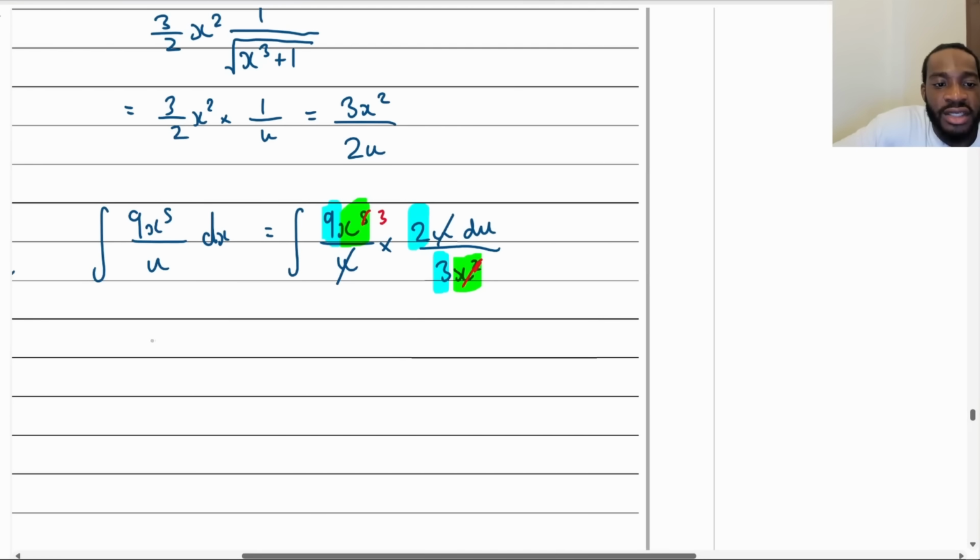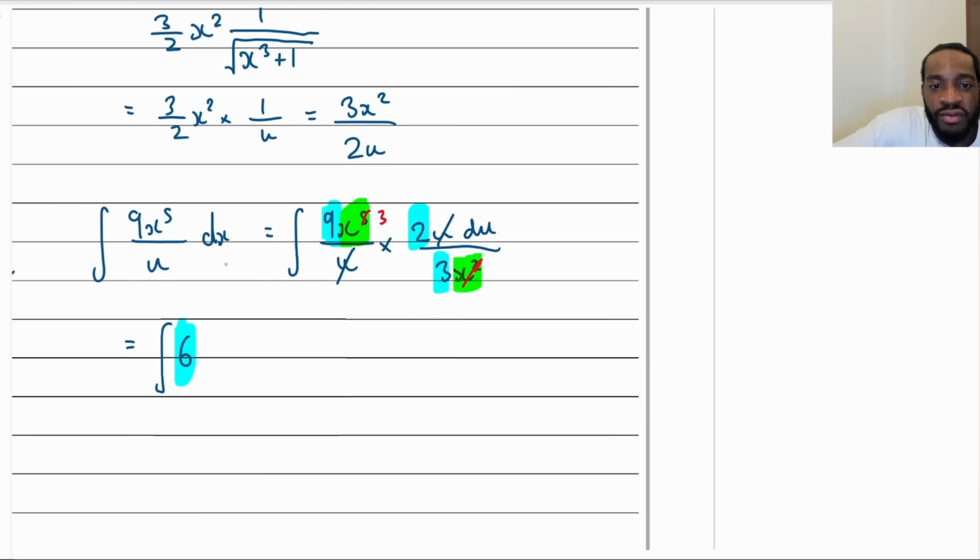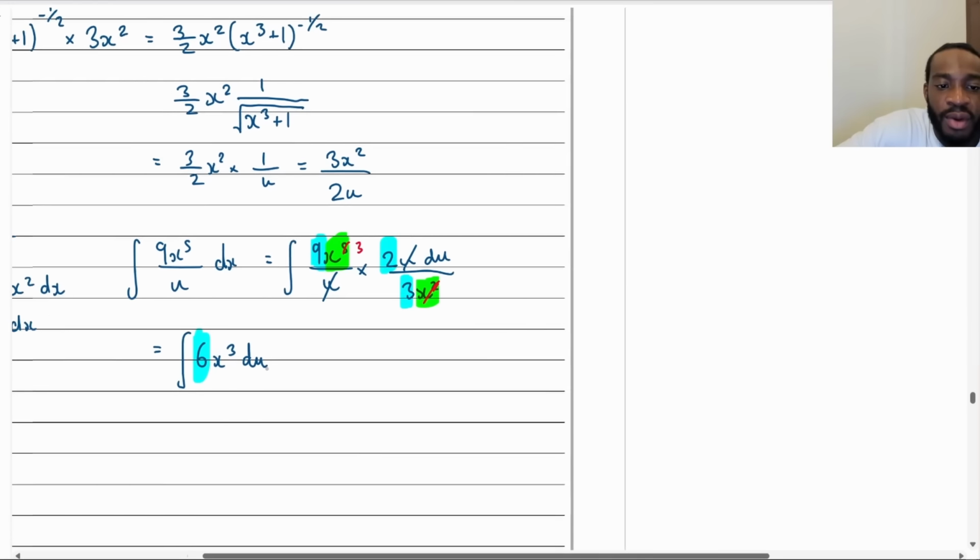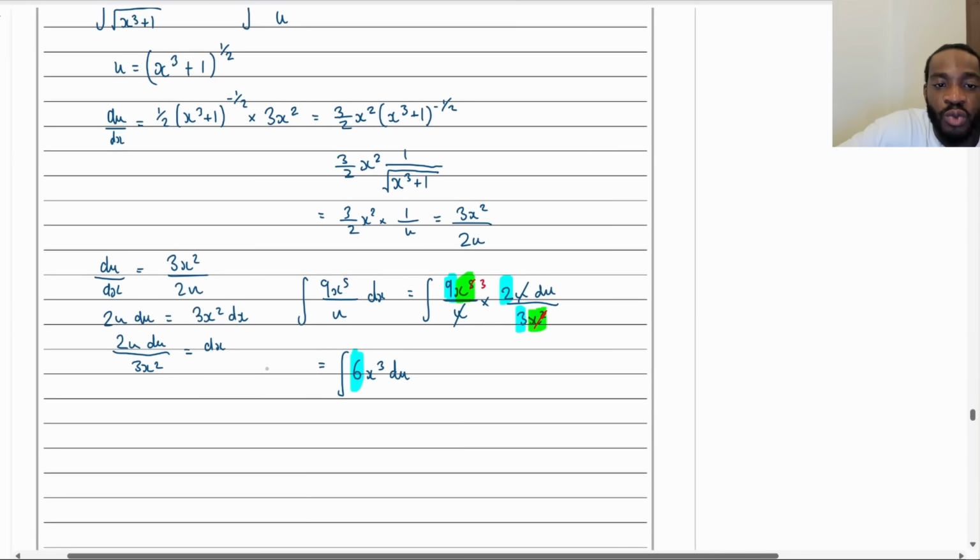So therefore, this integral just becomes the integral of the 6, right? I'll highlight it so it's super clear. This is the 18 over 3. And then we've got x to the power of 3. The u's cancelled. And then we've just got du, don't we? So it's literally just 6x cubed du. Yeah? Now remember, we want it all in terms of u. So what do we do from here?